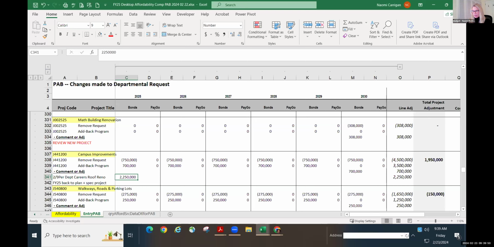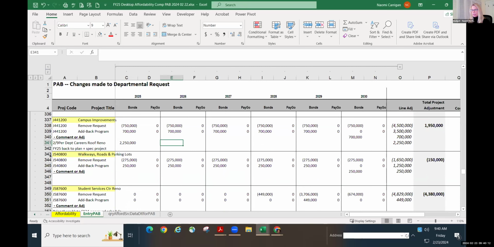And so in this scenario, you can see here, they'd get their 700 and then they would get 2.25 million to address the roof issue. So bring it back to plan and then the new roof. Okay. Got it now. That's what she has, yeah.